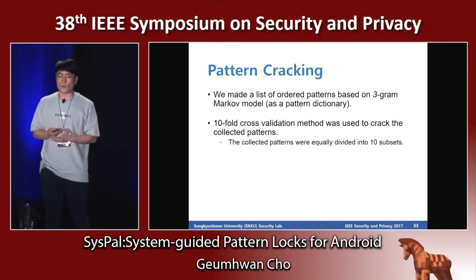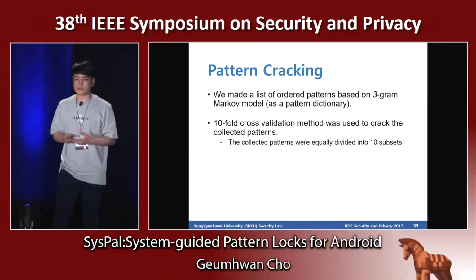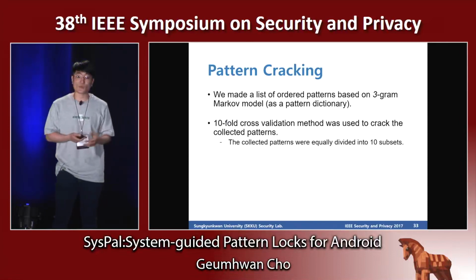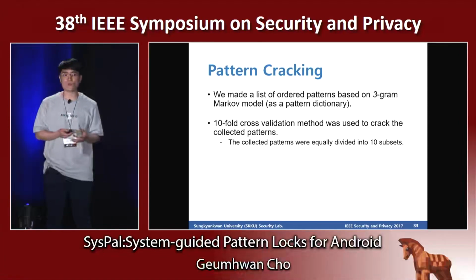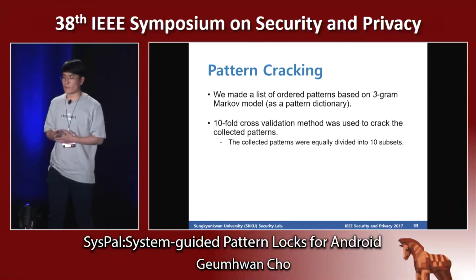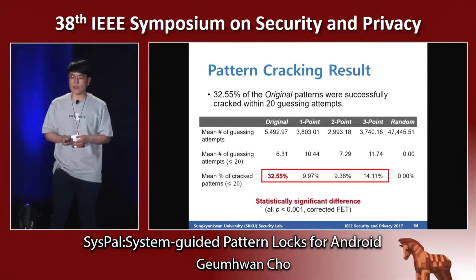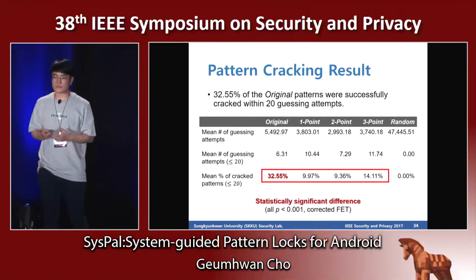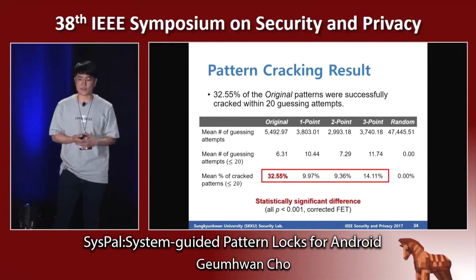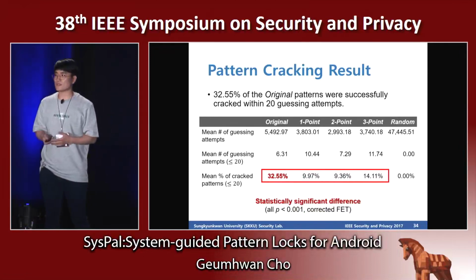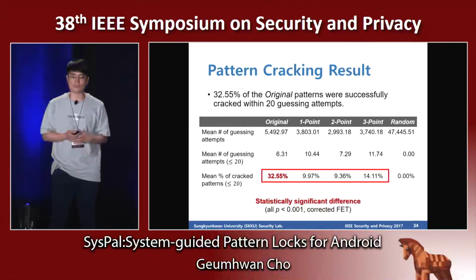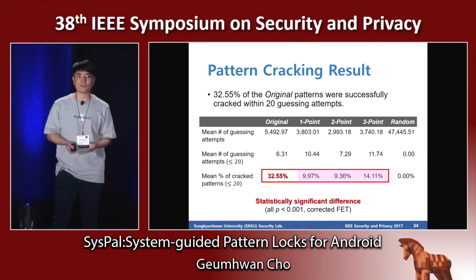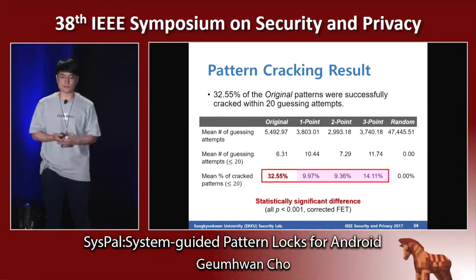And to crack the pattern, we made a list of ordered patterns based on the 3-gram Markov model as a pattern dictionary, and the tenfold cross-validation method was used to crack the collected patterns. About the result, about 32% of original patterns were successfully cracked within 20 guessing attempts. All SysPal polishes were cracked less than the original polish. Again, the 3-point polish was not as good as the other SysPal polishes.